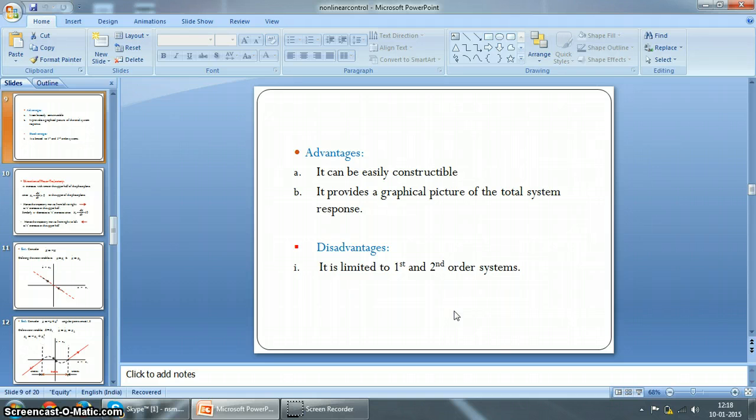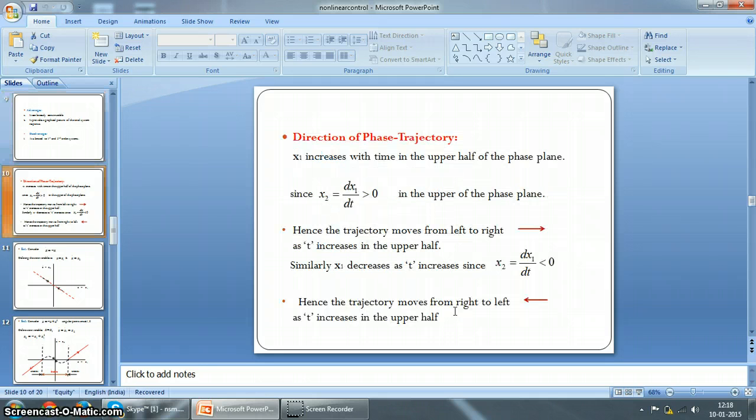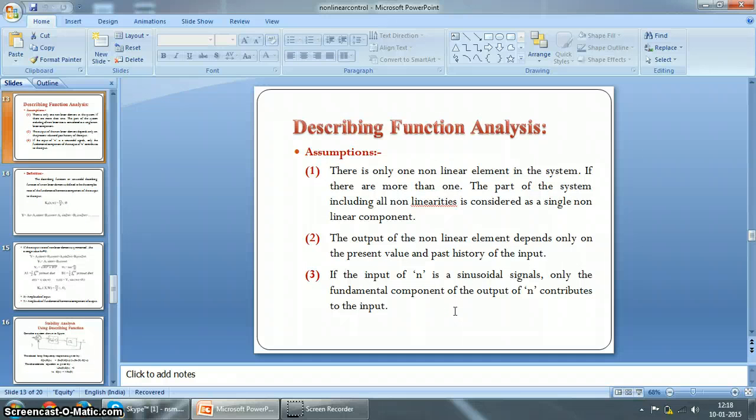But the main drawback of this approach is that it is limited to first order and second order systems only. Practically, most of our systems are more than second order systems. So this method of stability analysis may not be useful at all times. The next method of stability analysis in nonlinear systems is describing function analysis.